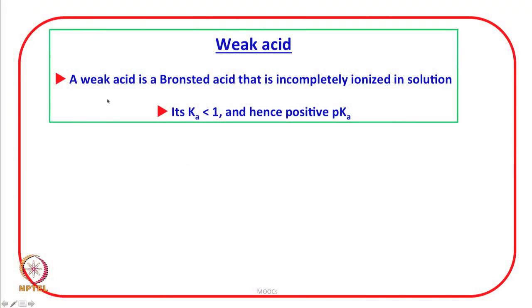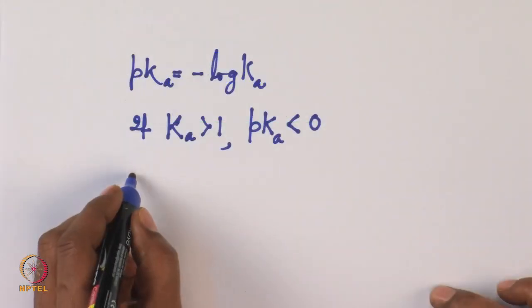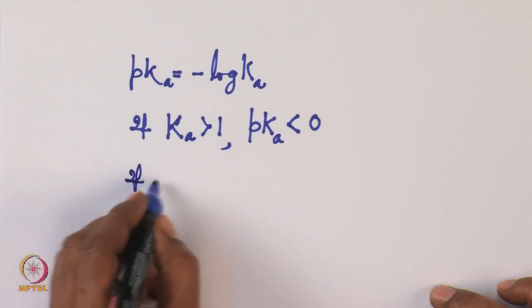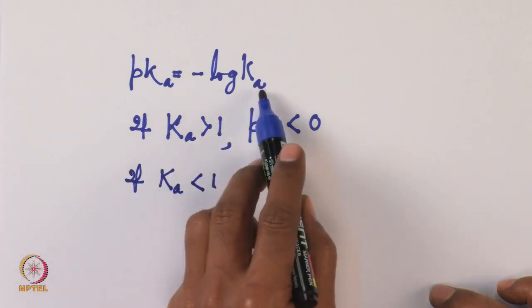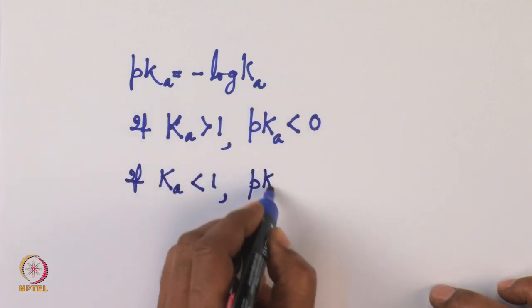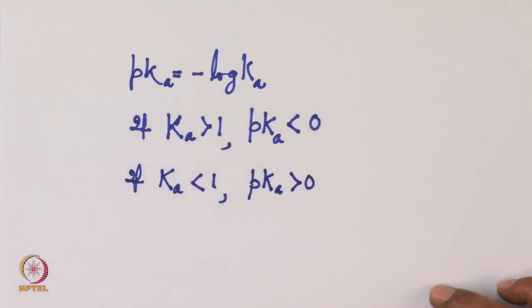A weak acid, when we talk about an acid in an aqueous solution, as seen in this slide, is a Bronsted acid that is incompletely ionized in solution. That means the Ka is going to be less than 1, and since Ka is less than 1, let us go back to this discussion. If Ka is less than 1, I substitute over here, then pKa will be greater than 0.